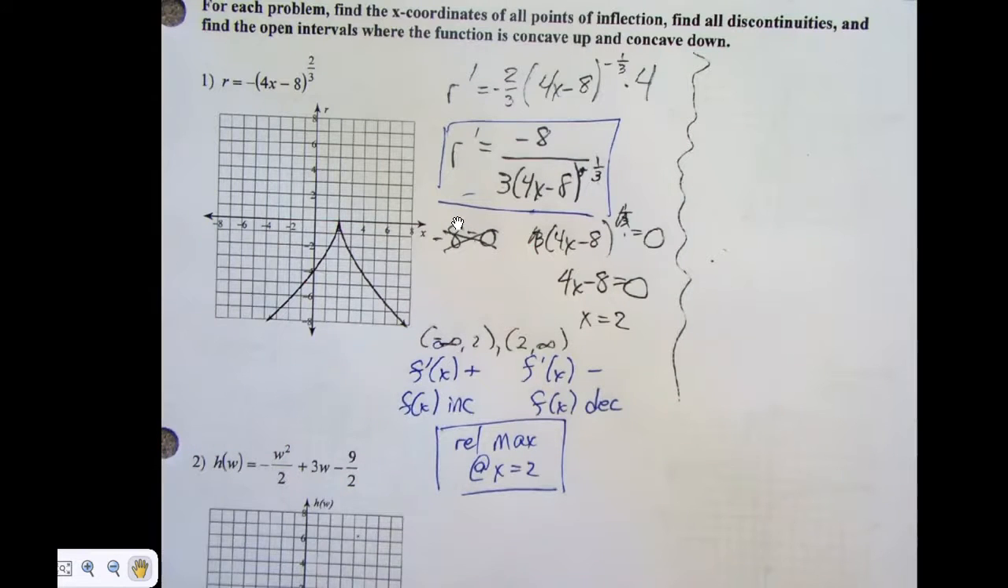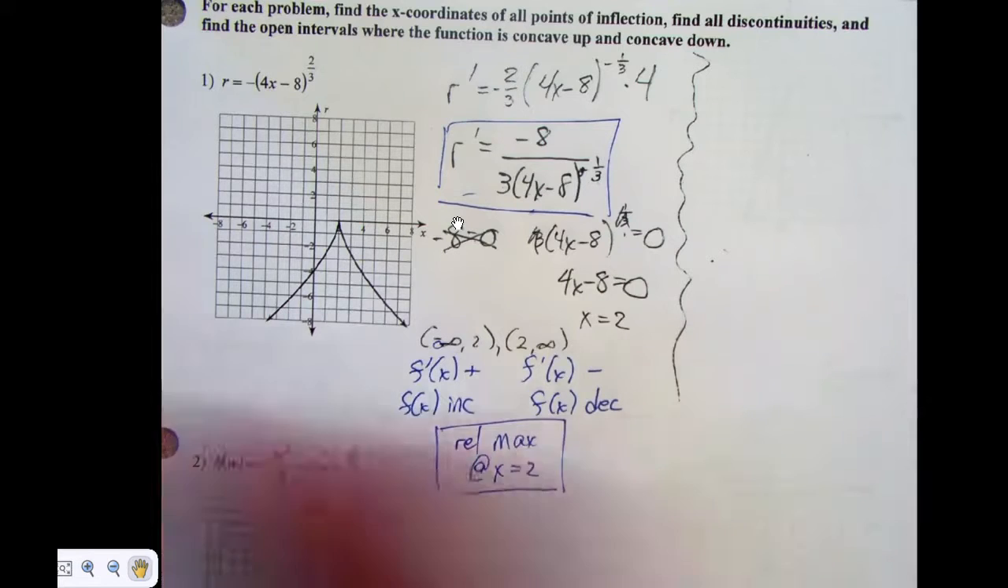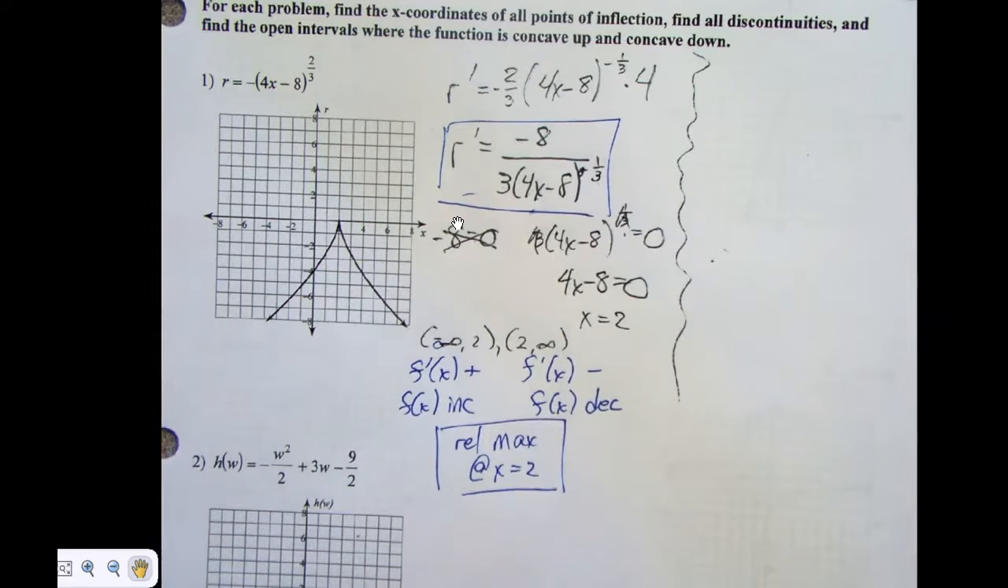If it comes out positive, it'll be concave up. If it's negative, it'll be concave down. If it changes, it'll be a point of inflection. It's the exact same process.